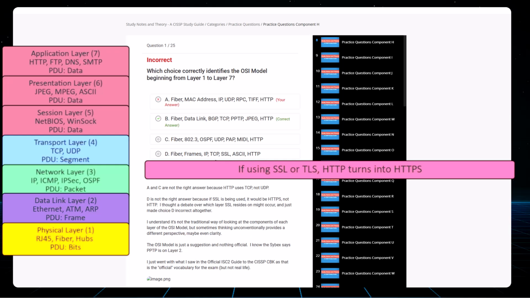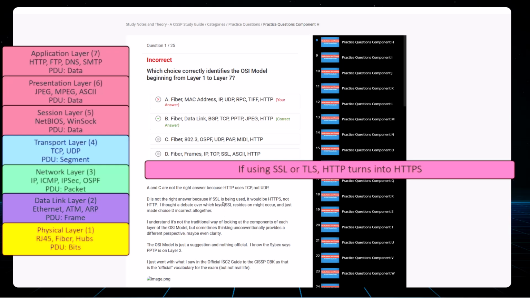But since TCP is there, which is HTTP, that makes B the right answer, because it's the process of elimination. So the OSI model is just, I know the CBK says point-to-point tunnel protocols are on layer 2. I just went with what I saw in the official guide to the CBK, which is official vocabulary.